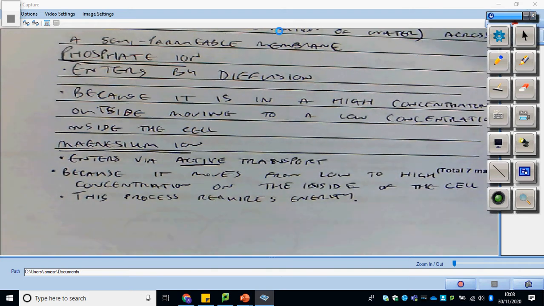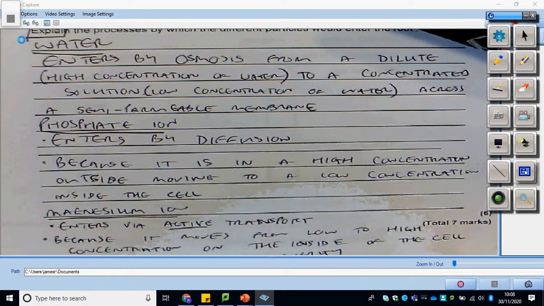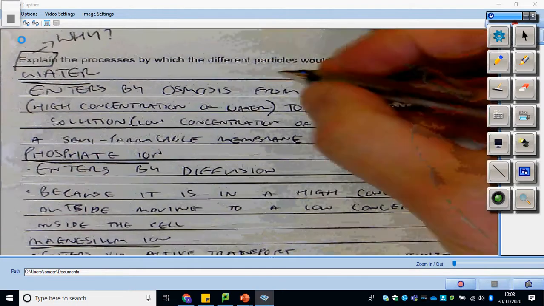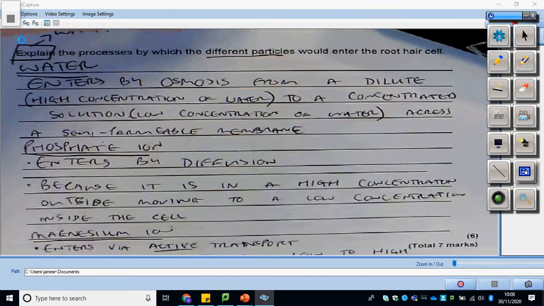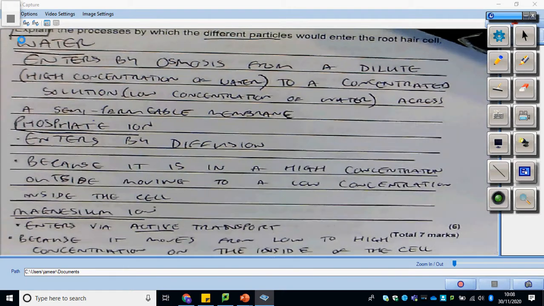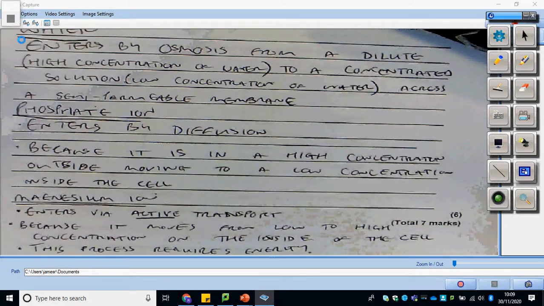There we go. There is our answer for 6 marks. You can see the way I've separated this out. It says by which different particles, so I'm going to focus on each particle as its own section, and I'm going to explain why. Water enters by osmosis from a dilute, high concentration of water, to a concentrated solution, low concentration of water, across a semi-permeable membrane. We call it partially permeable membrane as well. Phosphate ion enters by diffusion, because it's in a high concentration outside, moves to a low concentration inside. And magnesium ion enters via active transport, because it moves from a low to high concentration inside the cell. This process requires energy.